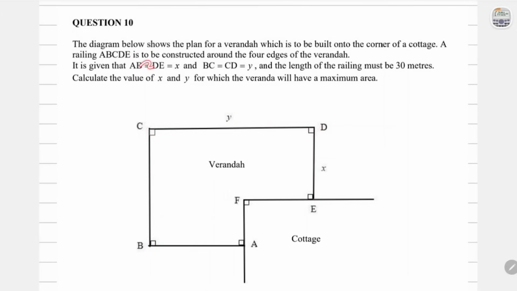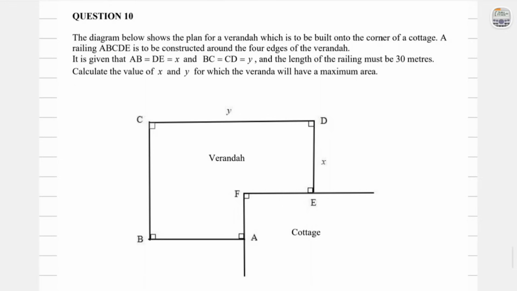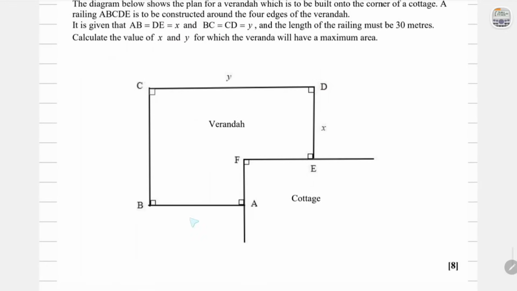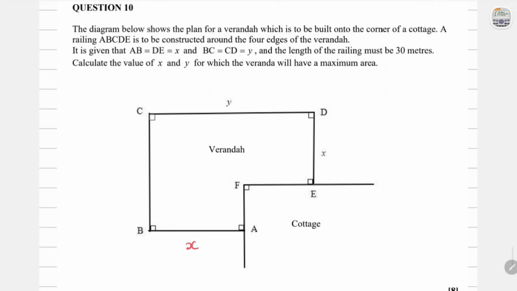And then they tell us that it is given that AB is equal to DE. And so we should just note these down. AB equals DE, which is equal to x. So you see that x over there is also here. That's x as well. And then BC equals CD, which is equal to y. BC is y as well, and so is CD. And they tell us that the length of the railing must be 30 meters. So we also know the length of that entire railing. If you add all these up together, they give you 30 meters.